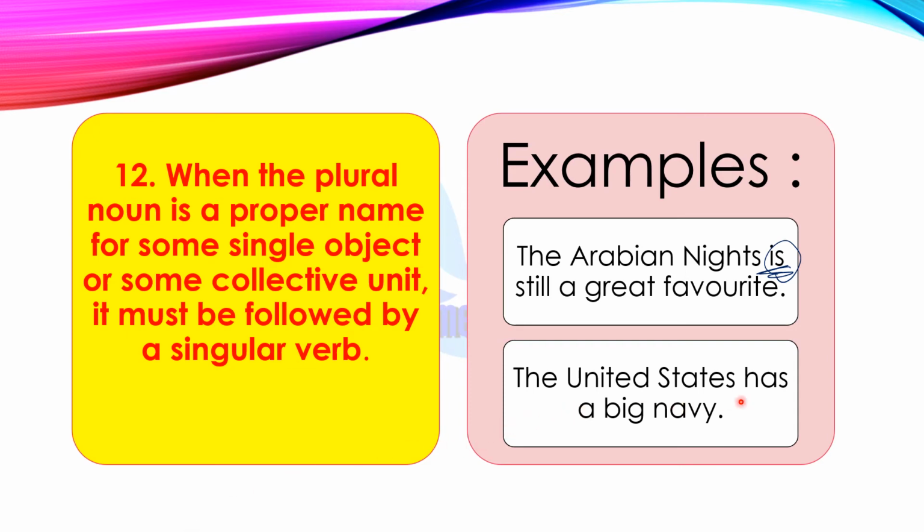Similarly, the United States has a big navy. So here we used has, singular verb form. Why is that? Because the United States is actually a plural noun, but it shows a collective unit. It refers to a particular country, the United States of America. So this is actually one country. For that reason we will neglect the plurality of its form, and use the singular verb form has, because it shows a collective unit. So the United States has a big navy. Here we used the singular verb form as per this rule.